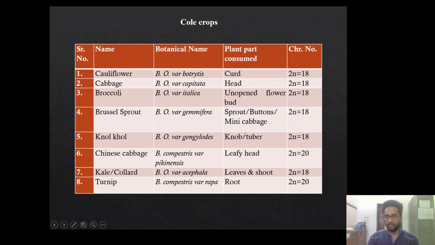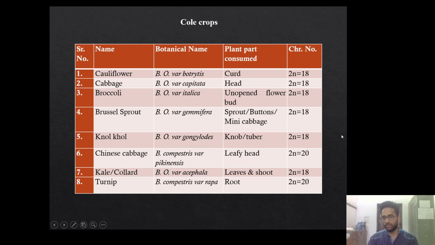So please remember, in the exam it may ask the plant part consumed in cole crops. Knol khol: knob or tuber. Chinese cabbage is leafy head. Kale is leaf and shoot. In case of turnip, roots are consumed. And in case of Chinese cabbage and turnip, only in these two the chromosome number is 20, the rest are 18 only.